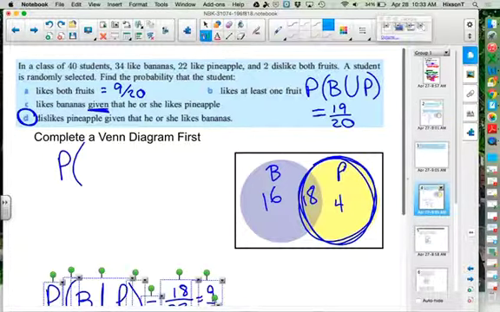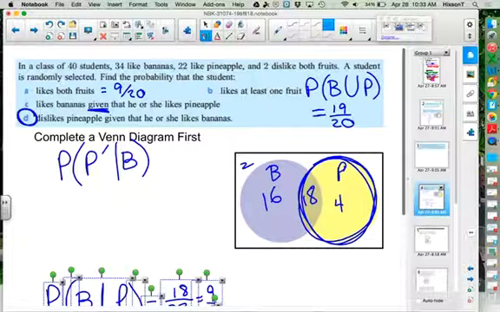So what notation would we use for that? P prime. We don't want them to be in the pineapple circle, given that they like bananas. What's the probability they don't like pineapple given that they like bananas? It's not the same. 16 out of 34. It's going to be 16 out of 34.